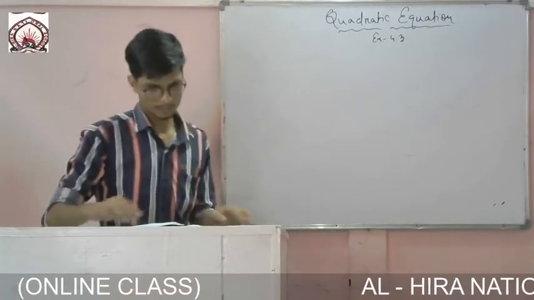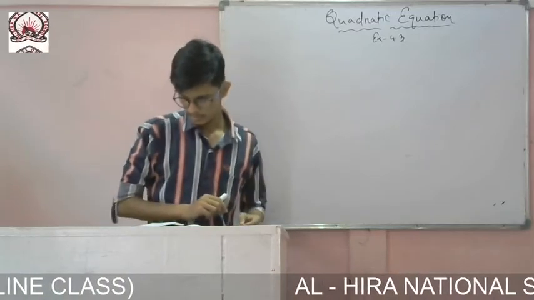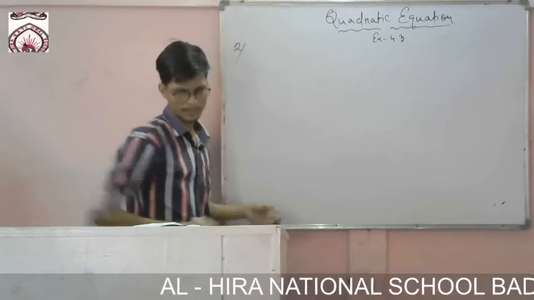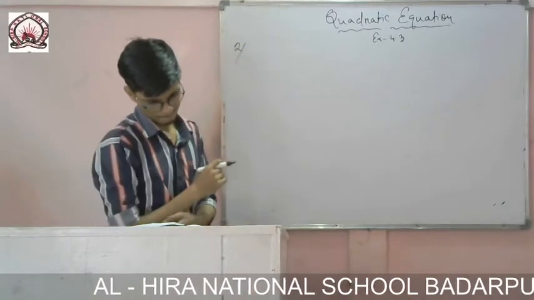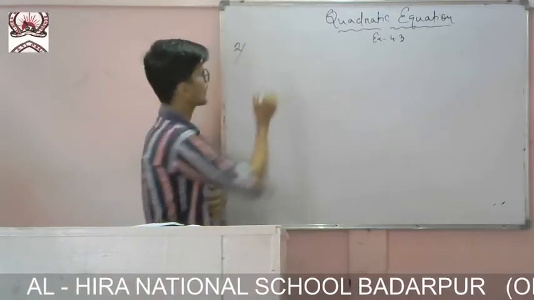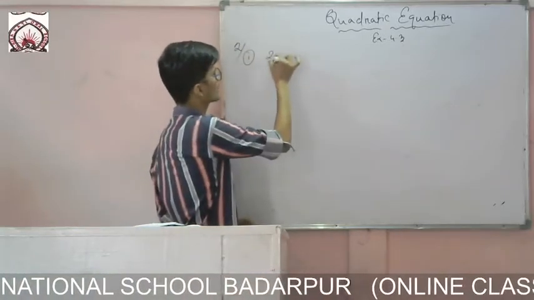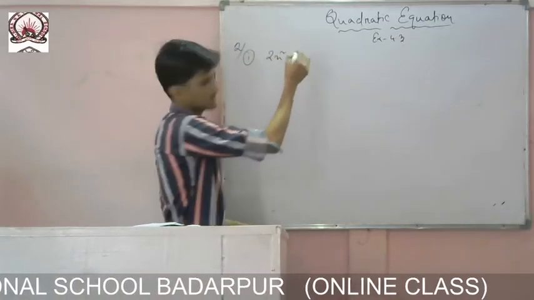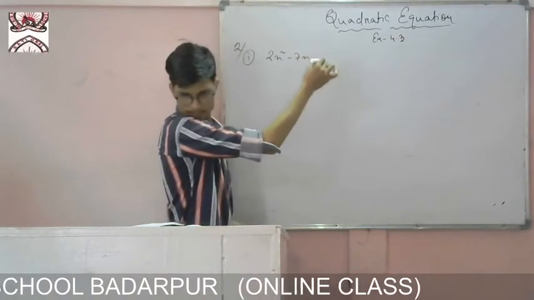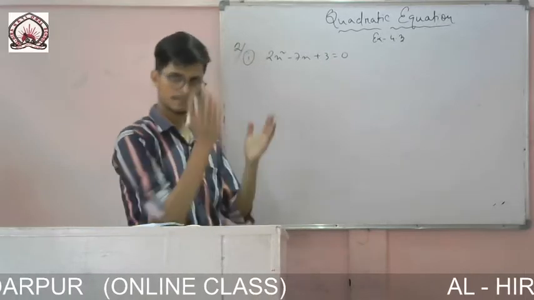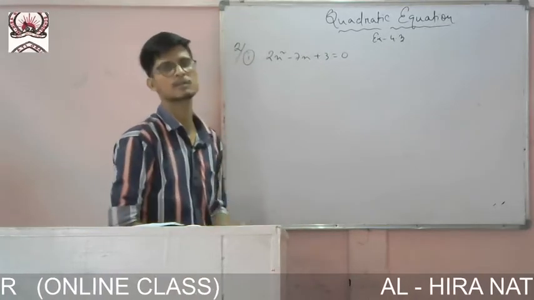So question number 2, Roman number 1. Let me start with 1. Let me do an easy one first, then I will show the tough one. So again the same question: 2x square minus 7x plus 3 equals 0. The same roots that we found earlier will come, you see.